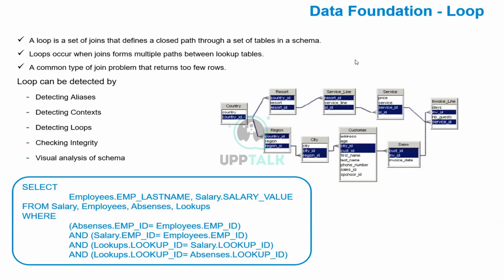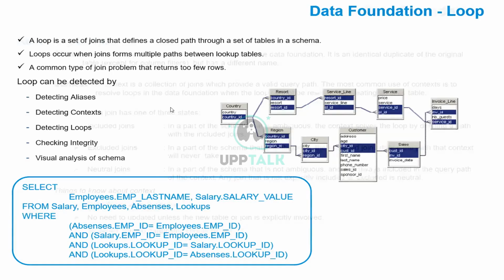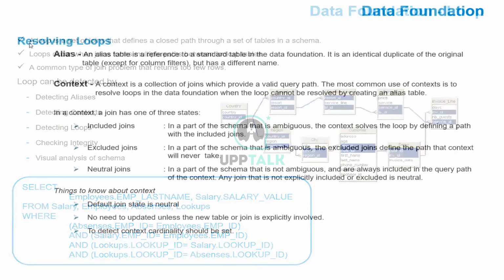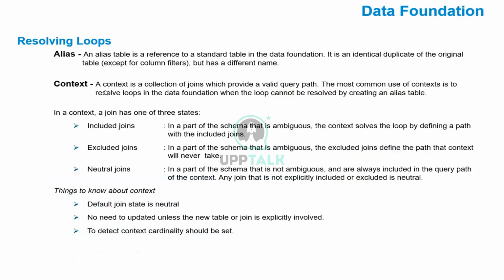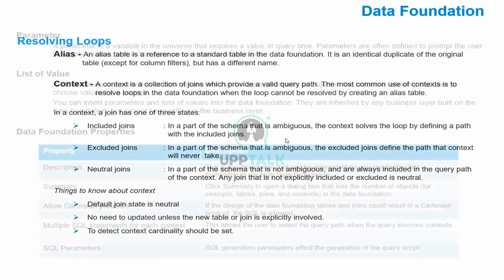This is done now. We have created a data foundation layer by inserting the required tables, proposing the required joins, and detecting the cardinalities. And the loop is also formed, and we have resolved that loop by using an alias table. That is done. If you see here, for resolving loops, we can create an alias table or we can create a context.